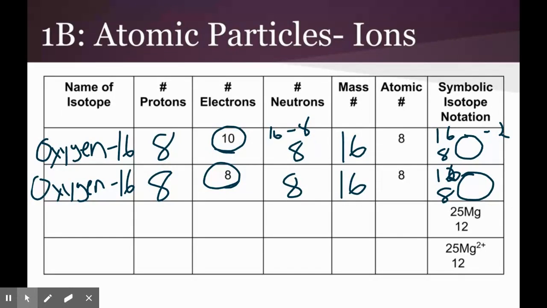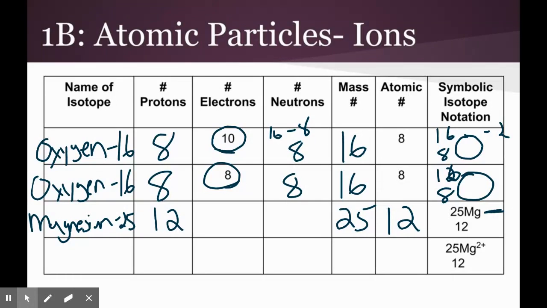Okay, and the next line, Mg, stands for magnesium. So we have our atomic number of 12 and our mass number of 25. So the number of protons is equal to the atomic number. We have 12. There is nothing here to tell us that this is an ion, so the number of electrons should be the same as the number of protons, which is 12. And then to find the number of neutrons, you do the mass number minus number of protons, which gives us 13.